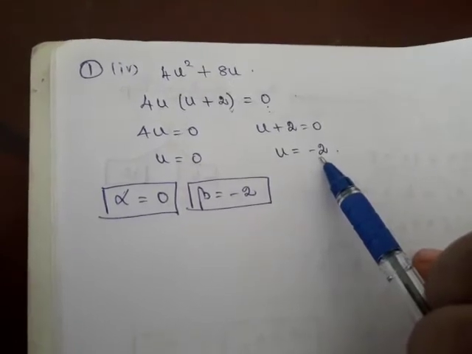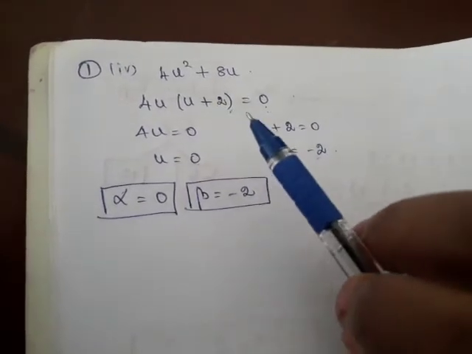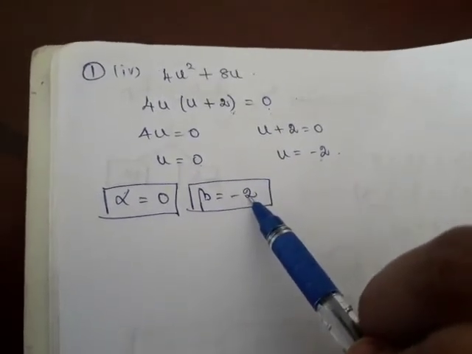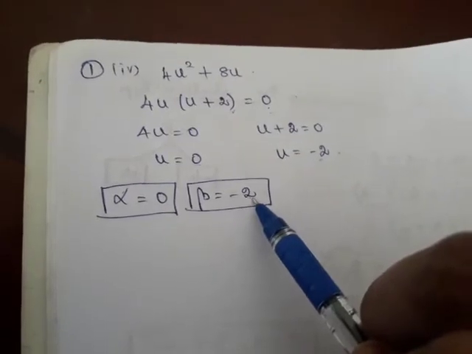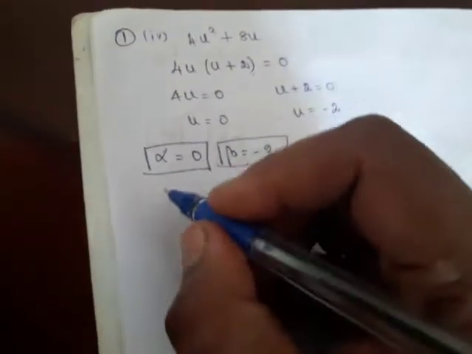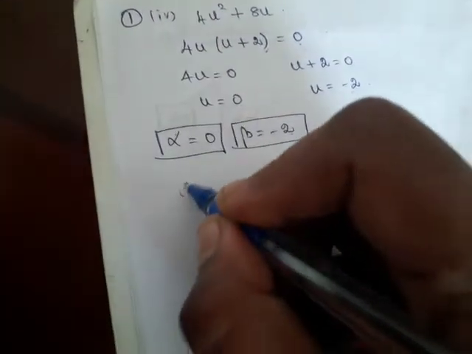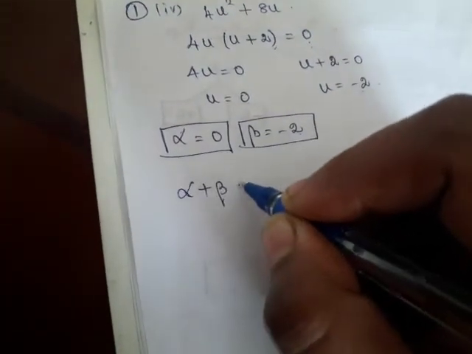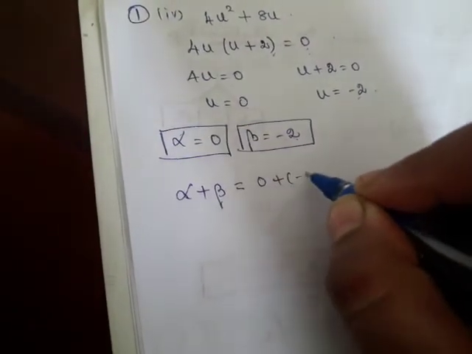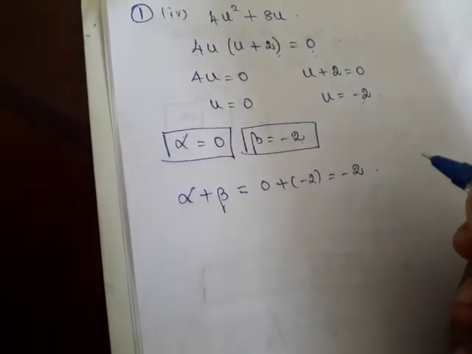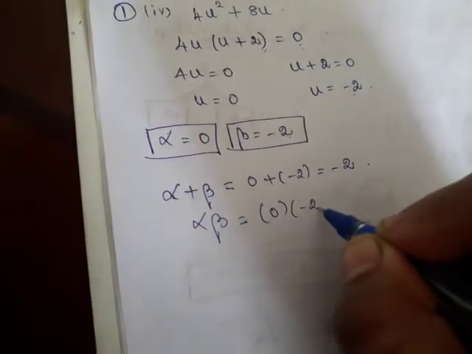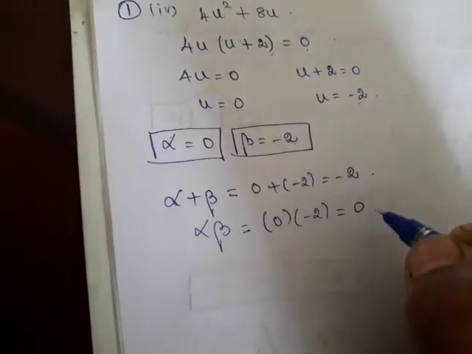Is anyone still having doubt? If you have doubt, just contact me, right? Hope you understood. Now alpha is 0 and beta is minus 2. Now as usual, the remaining procedure is the same. We need to verify the relationship between the zeros and the coefficients. Now what is the relationship? Sum of the zeros, alpha plus beta. What is alpha plus beta? 0 plus minus 2. 0 plus minus 2 is minus 2, right? And what is alpha beta? Alpha beta is 0 into minus 2, 0 into anything is 0, right?